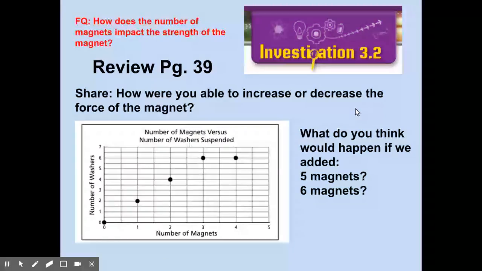Before we start today, we're going to look back at page 39 in our notebook, and we're going to share how the strength of the magnet increased or decreased with the number of magnets that you added. And then the big question is, what do you think would happen if you added 5 magnets or 6 magnets? Just something to think about. If you had 5, 6, maybe even 7 or 8 magnets, how would that change how many washers your magnets could hold?